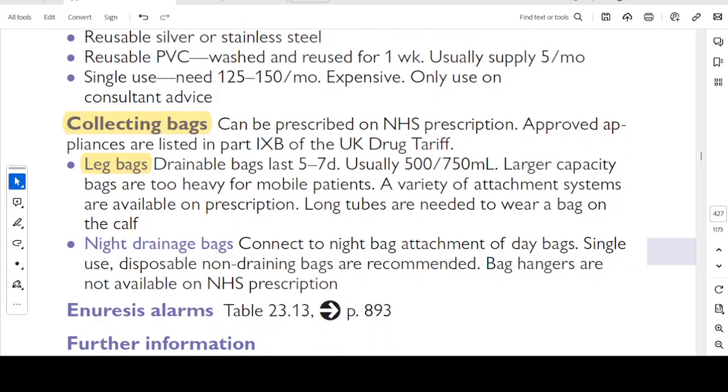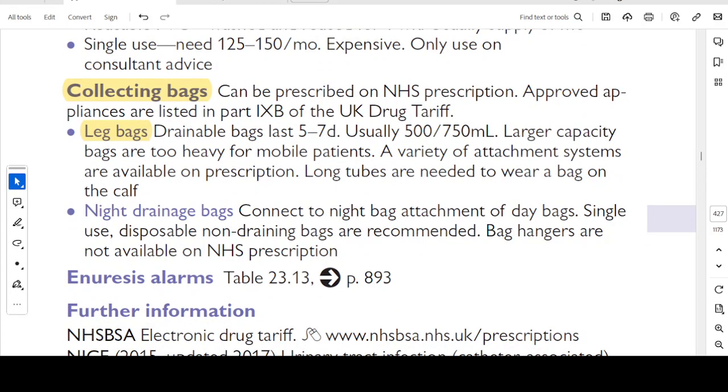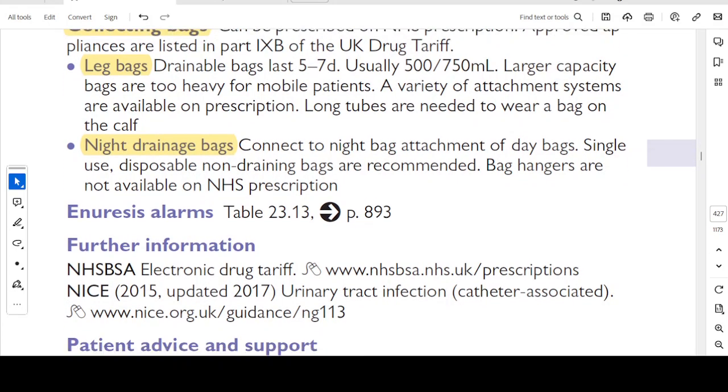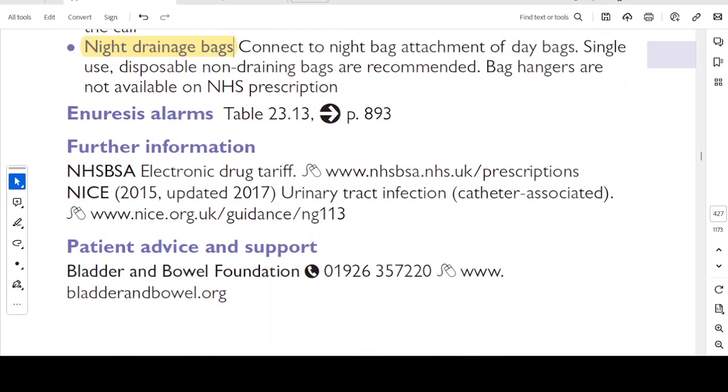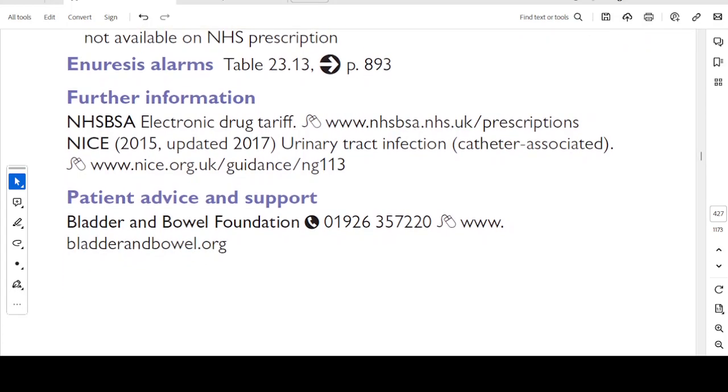Long tubes are needed to wear a bag on the calf. Night drainage bags connect to a night bag attachment of day bags. Single use, disposable non-draining bags are recommended. Bag hangers are not available on NHS prescription. Enuresis alarms, page 893.